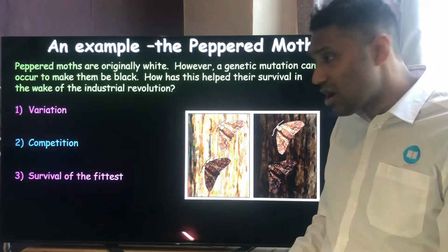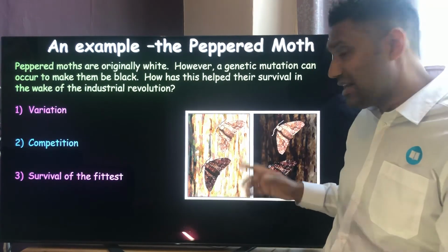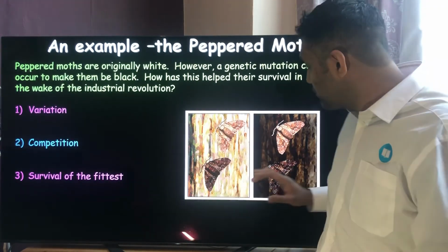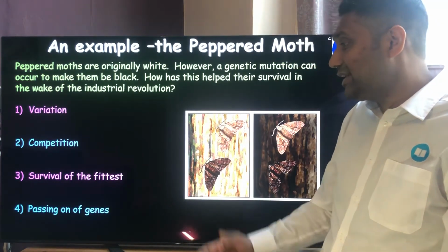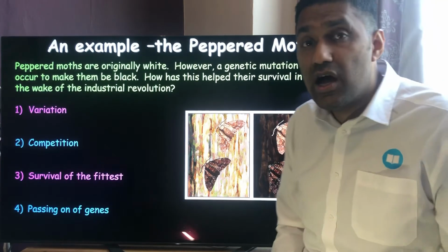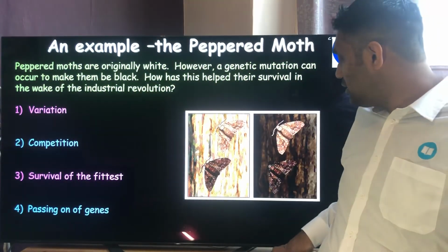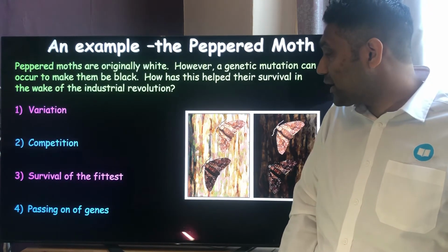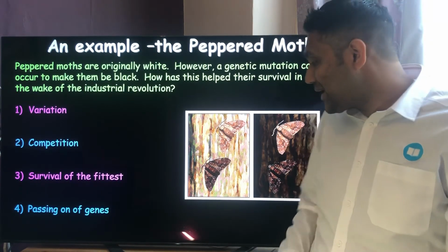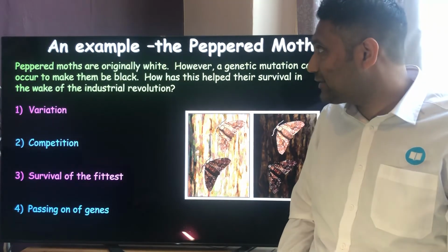There's more of these darker ones around. They breed with the darker ones because they're still hanging about, they're still alive. They pass on their genes to the next generation. And you get an increase of the allelic frequency in that gene pool of the peppered moth, the darker ones. So that is natural selection, Darwin's theory of evolution, and the genetic diversity.